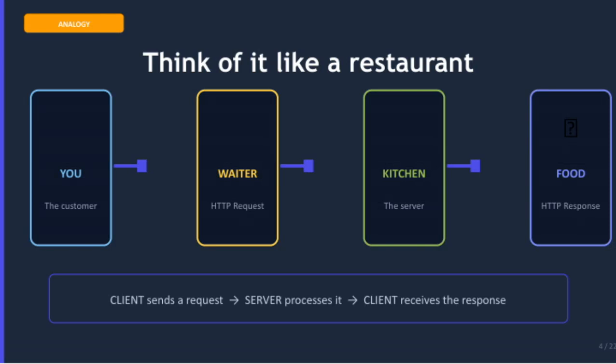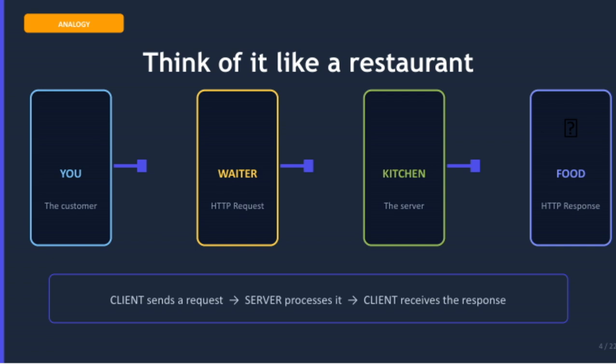Let's walk through this slide together. Think of a client like you or me sending a request, say, asking for a menu item. The server, which is like the restaurant's kitchen, processes that request, preparing the food. Then the server sends back the response, delivering the food to the customer, or in our case, the web page or data you asked for.